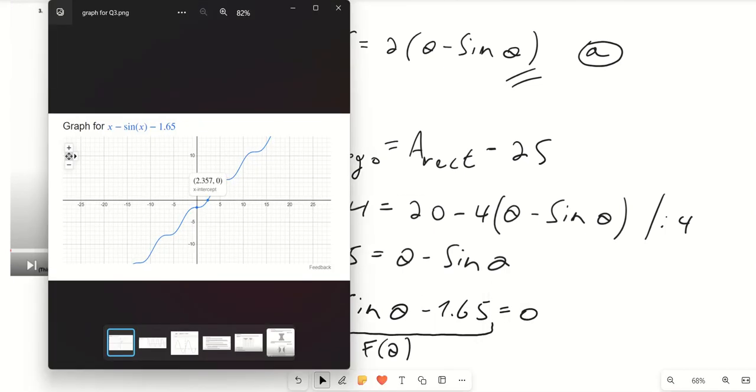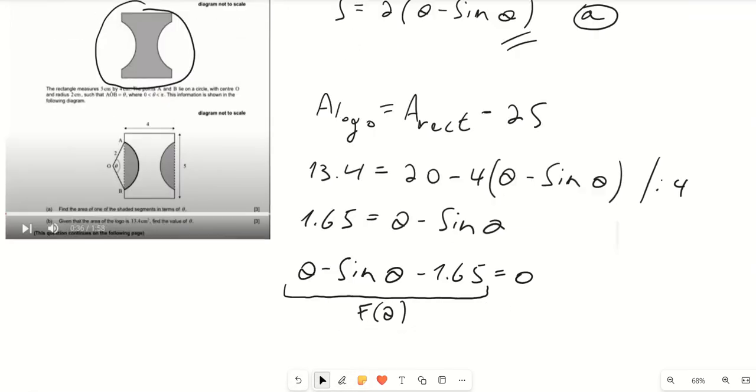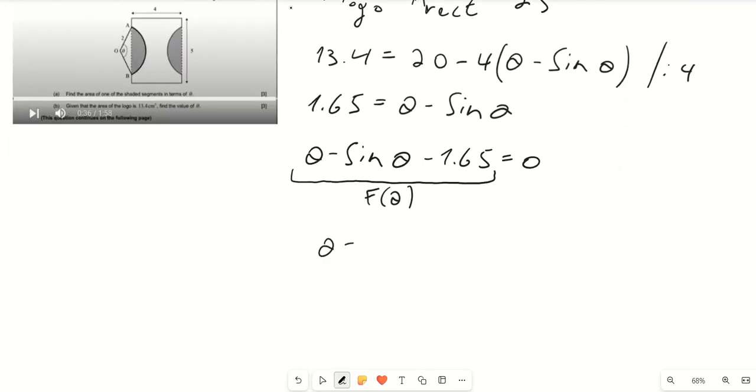So I used here another software to plot this curve of x minus sine of x minus 1.65, and we see that the x-intercept is at 2.357. So this is the value of theta. This is of course in radians, but it can also be converted to degrees if needed.